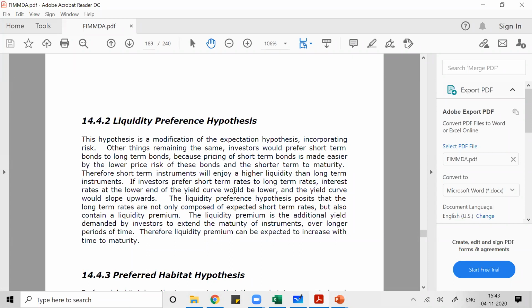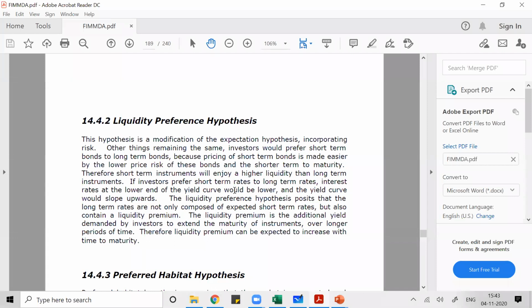So the liquidity preference hypothesis posits that the long-term rates are not only composed of the expected short-term rate, but also contain the liquidity premium. The liquidity premium is the additional yield demanded by the investor to extend the maturity of the debt instrument over a longer period of time. Therefore, the liquidity premium can be expected to increase with the time to maturity.